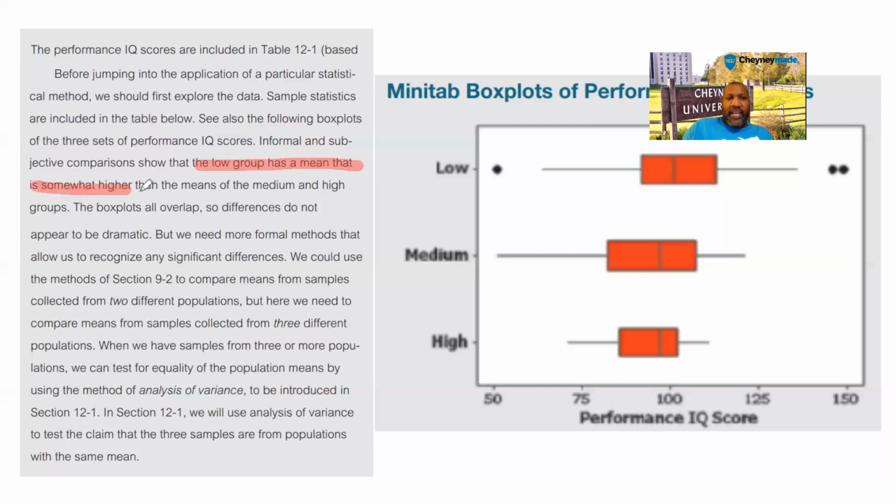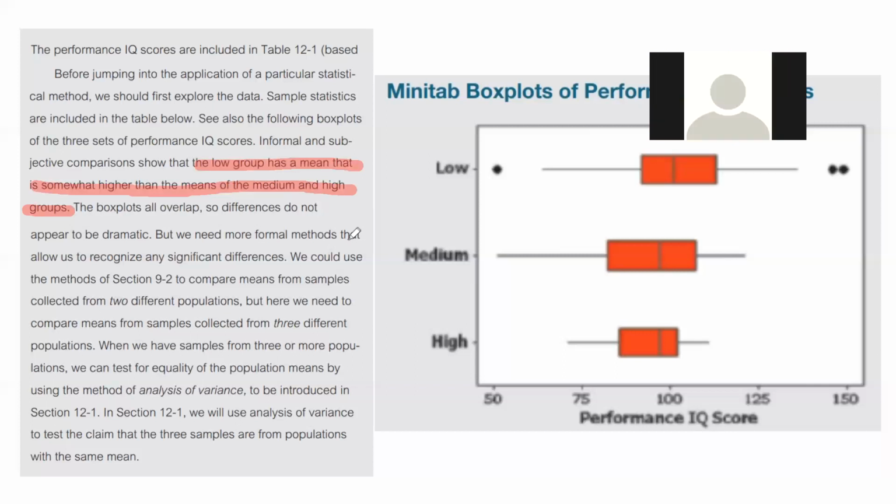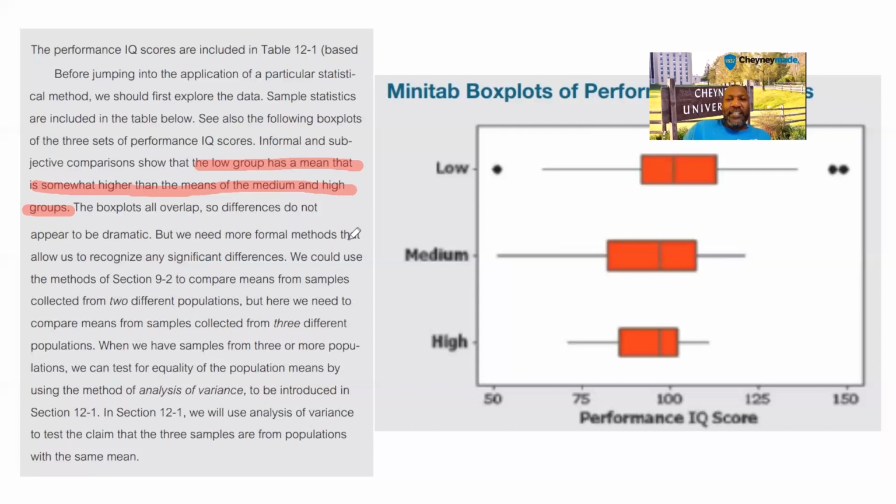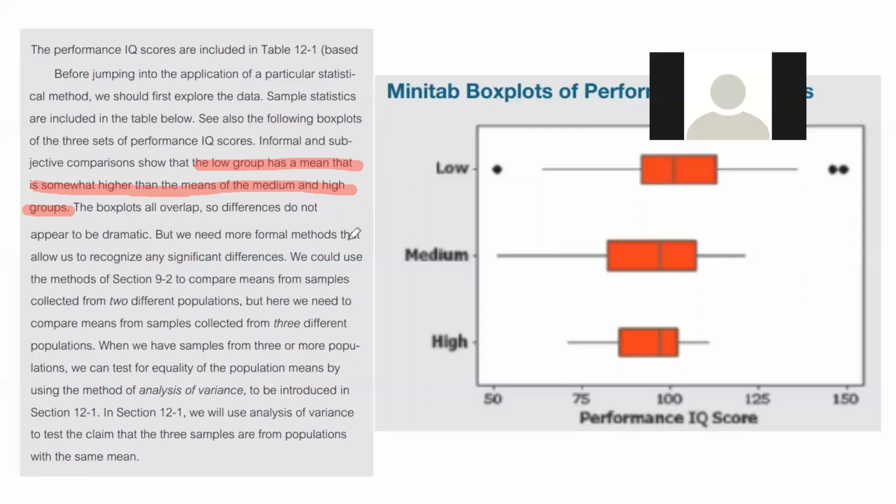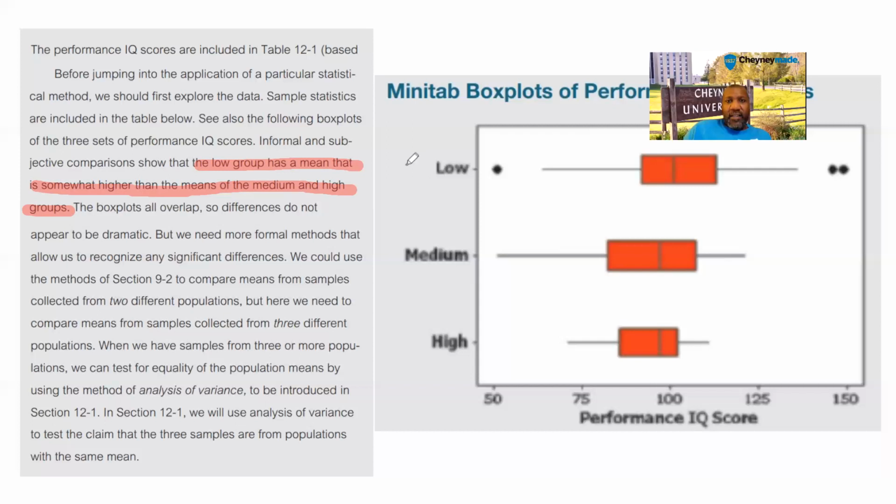Who can read what I just highlighted right here? This is one of those things that we just got from looking at it. The low group. Sorry. We got more to read. So now Reese should go first, and whoever else was talking will go next. The low group has a mean that is somewhat higher than the means of the medium and high groups. Okay. All right. And then in addition to that, we also see what?